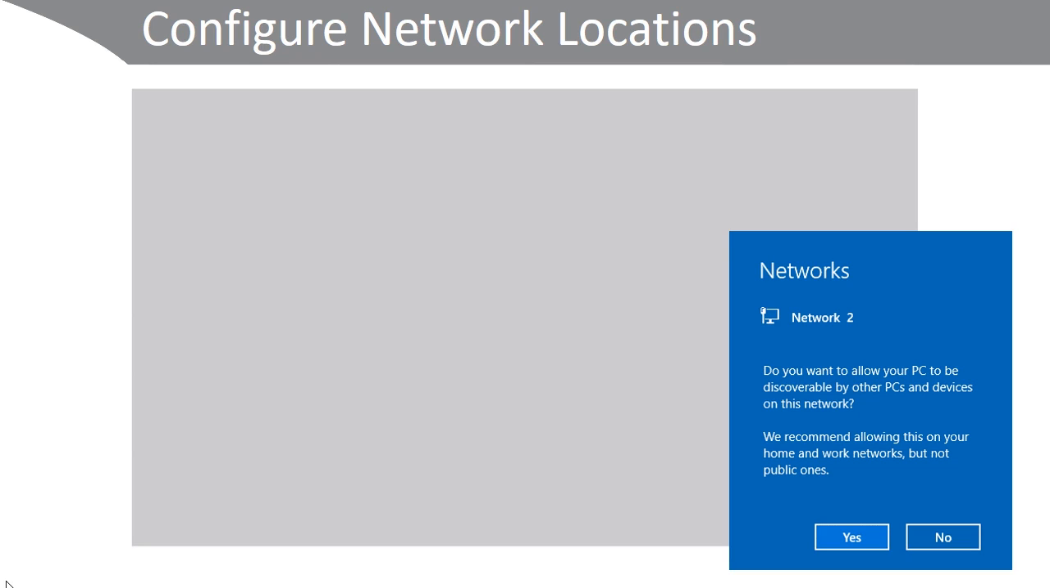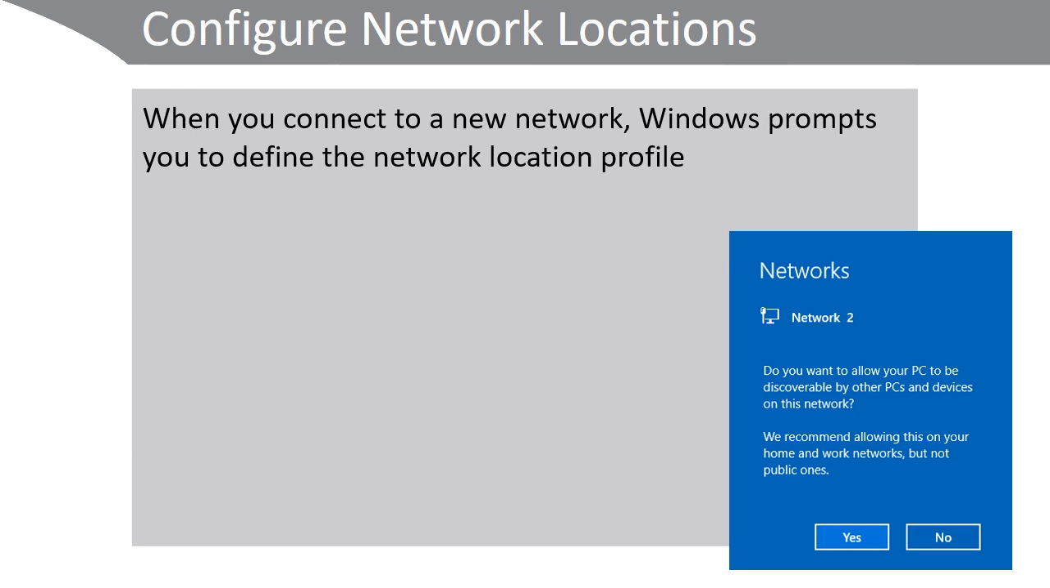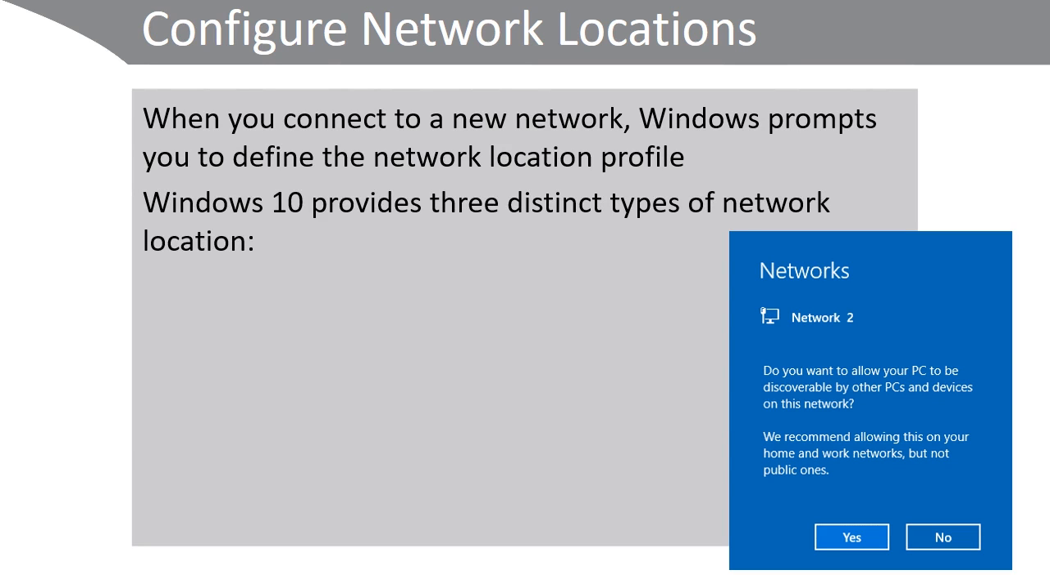This is called a network location profile. So Windows 10 and slightly earlier versions of Windows from Vista onwards supported network location profiles as a way of categorizing the network security risk. So Windows prompts you to define the network location profile, and there are three distinct types.